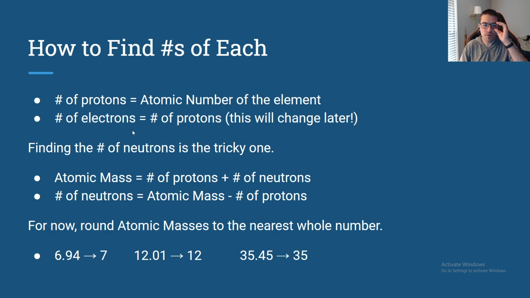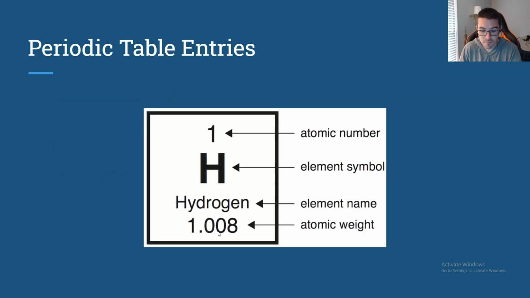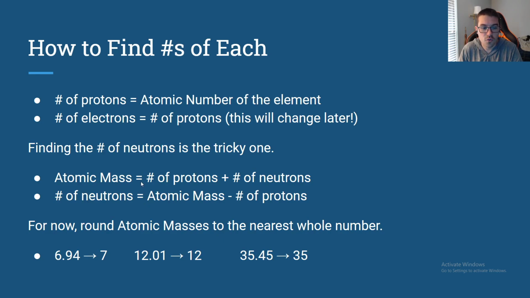Okay, now the only tricky part about this is finding the number of neutrons, okay? And sometimes it is a bit tricky. The atomic mass, okay, which is that number at the bottom, the atomic mass is equal to this, the number of protons plus this number of neutrons, right? And that's what we don't know yet. You can rearrange this equation to solve for the number of neutrons, and this is what you get. The number of neutrons is equal to the atomic mass minus the number of protons. Okay?